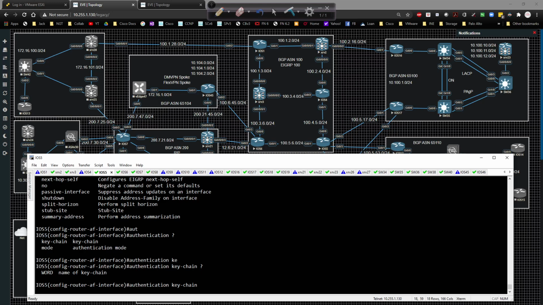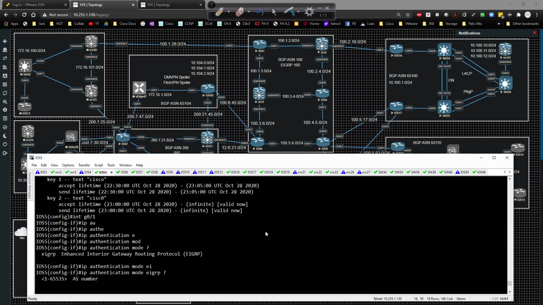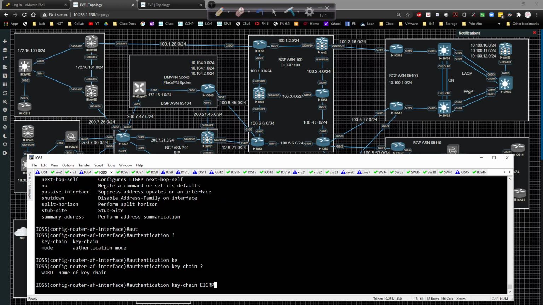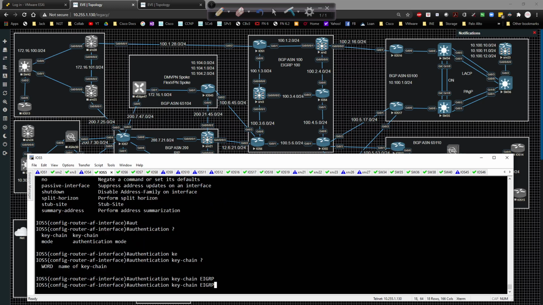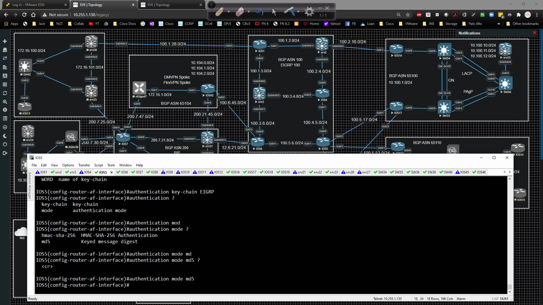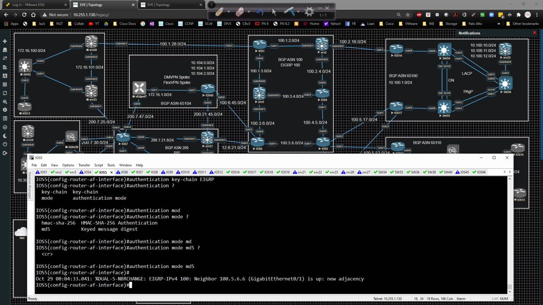Keychain will be, I believe it was being used, EIGRP, and that should be all I need to do. The mode will be MD5. That should bring that adjacency up. There it goes. So it's backwards compatible, as you can see.